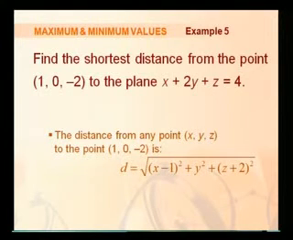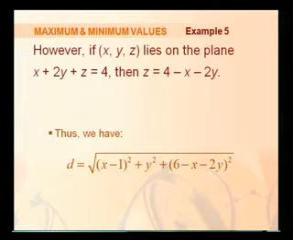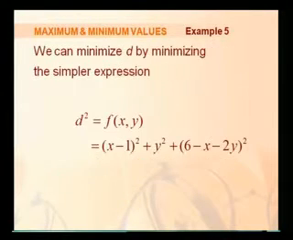Okay, we need the shortest distance. So if (x, y, z) lies on the plane x plus 2y plus z is equal to 4, then z is equal to 4 minus x minus 2y. Thus we have d, the distance, is equal to (x minus 1) whole square plus y square plus (6 minus x minus 2y) whole square, because z is equal to 4 minus x minus 2y. So we can minimize d by minimizing the simpler expression d square equal to f(x, y). So f(x, y) is equal to (x minus 1) whole square plus y square plus (6 minus x minus 2y) whole square.